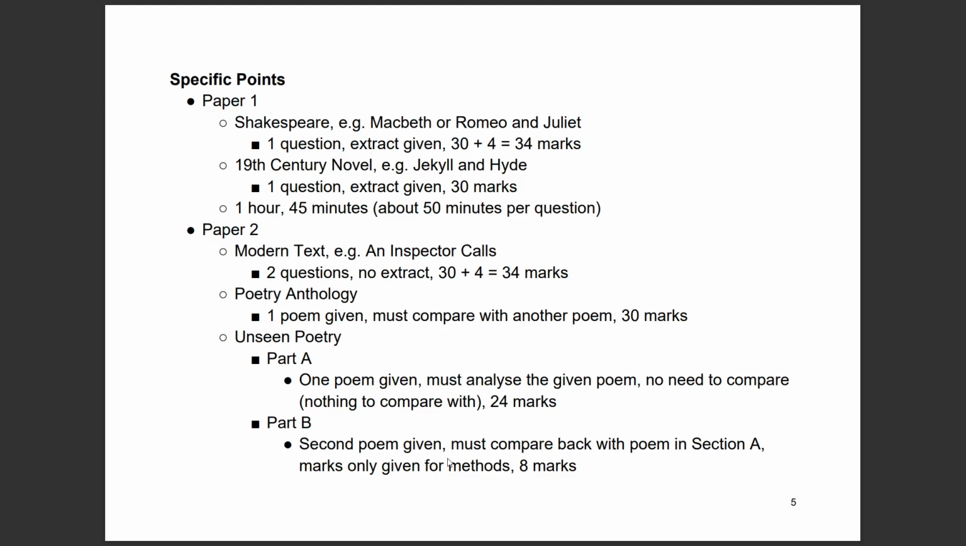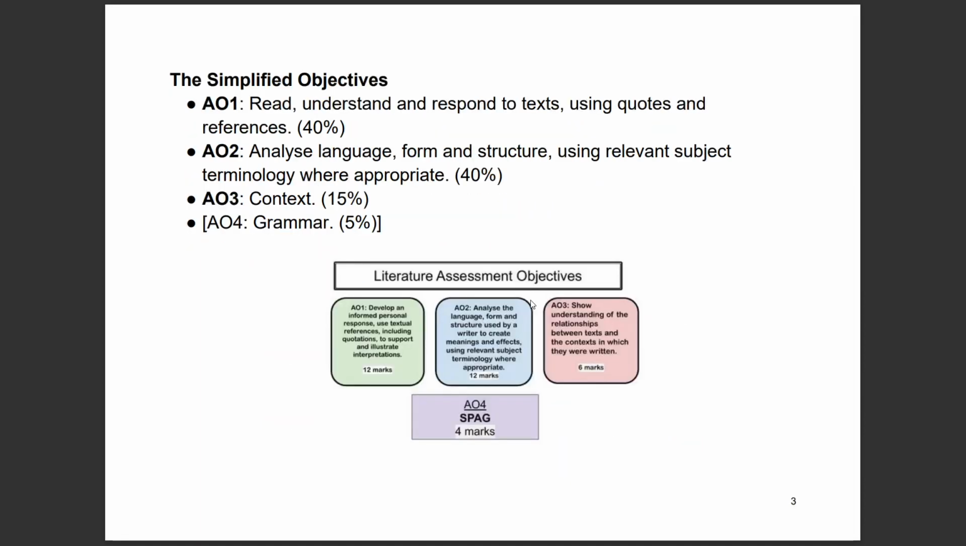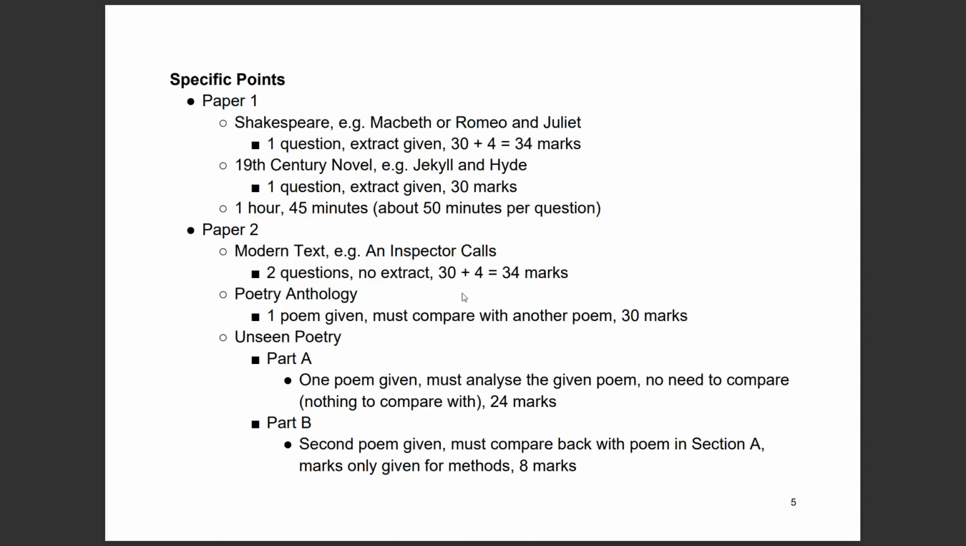And part B, you're given a second poem, and this time you have to compare back to this first poem here. And the other thing to notice here is you only get marks for methods. So you have to talk about techniques and terminology. Now, technically here, you don't need to talk about techniques and terminology. I mean, if we go back to AO2, it says here using relevant subject terminology where appropriate. Well, similar to what I said about extracts and referring to the whole play or the second poem.